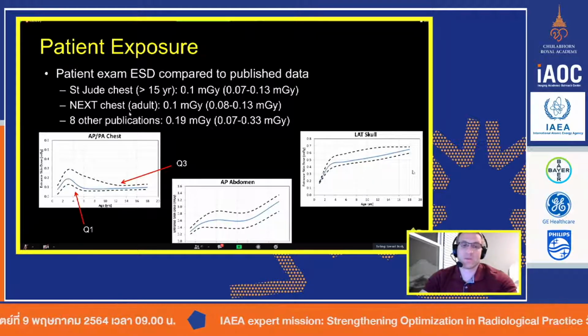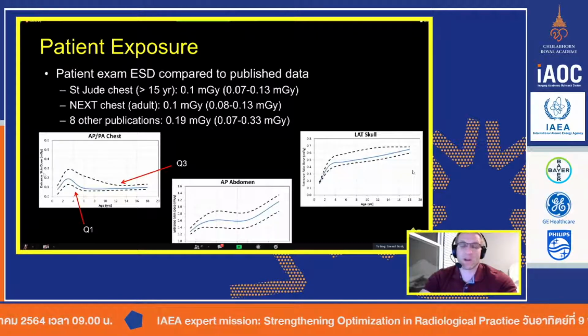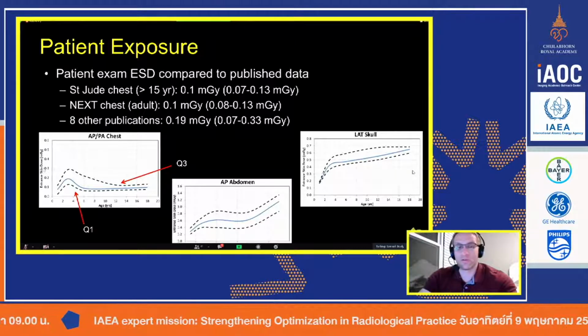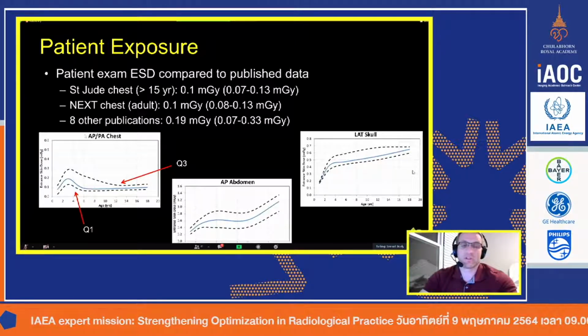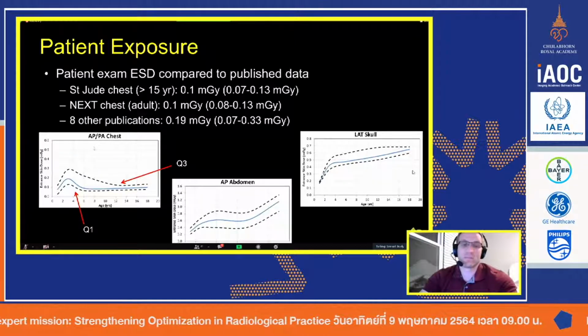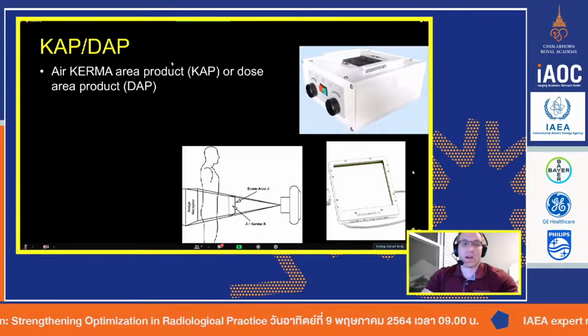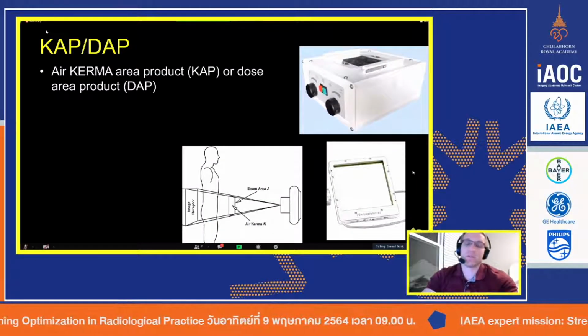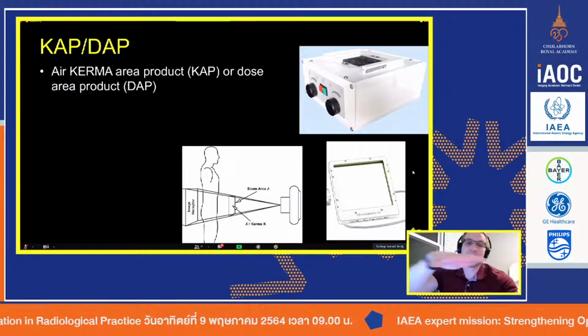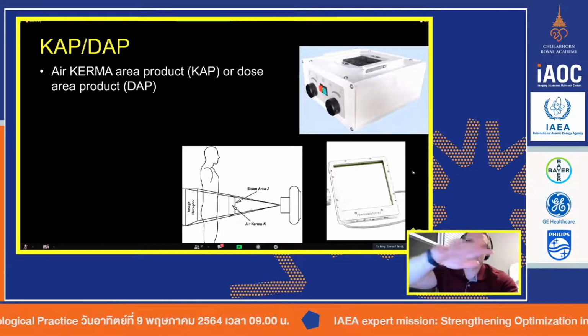And so this is one way that I approach doing my normal quality control to make sure all my protocols on all my machines are accurate. All right, so that was incident air kerma. That's how we calculate that, at least.